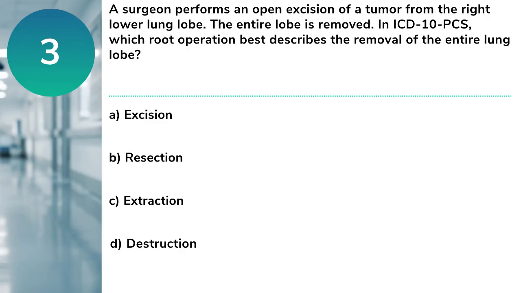Question 3. A surgeon performs an open excision of a tumor from the right lower lung lobe. The entire lobe is removed. In ICD-10-PCS, which root operation best describes the removal of the entire lung lobe? A. Excision. B. Resection. C. Extraction. D. Destruction.